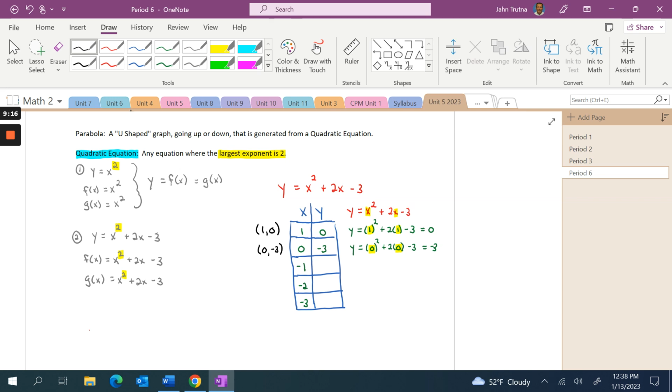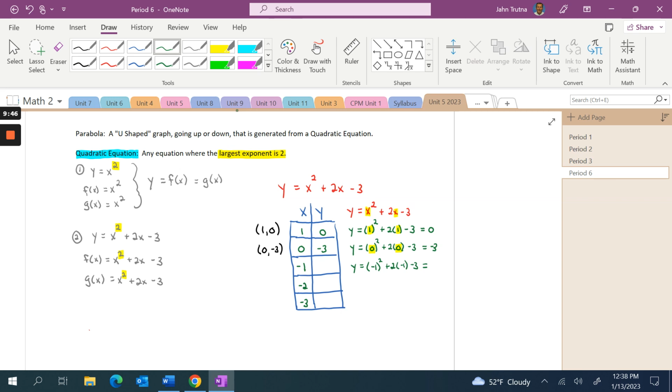Let's do it again, and let's substitute -1 in the place of x. Y equals -1 to the second power plus 2 times -1 minus 3. I'm going to work that out. So -1 to the second power plus 2 times -1 minus 3. That is actually going to be equal to, let's see, what is it?